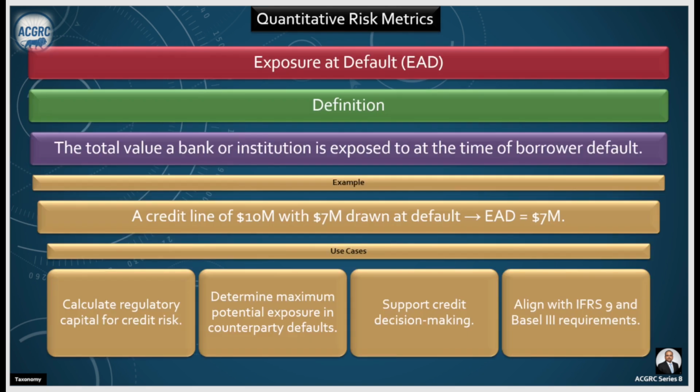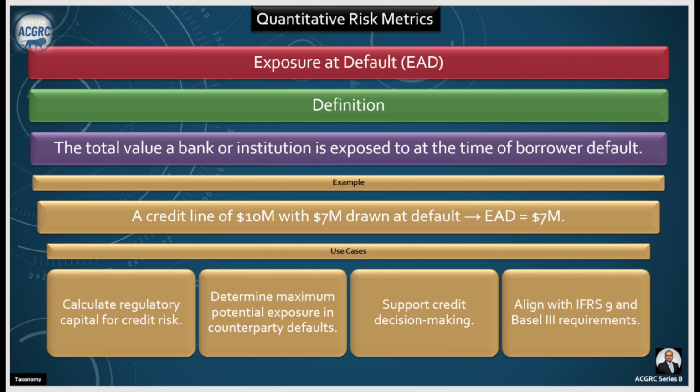Exposure at default is the total value a bank or institution is exposed to at the time of a borrower's default. Example, a credit limit line of 10 million with 7 million drawn at default, EAD is 7 million.